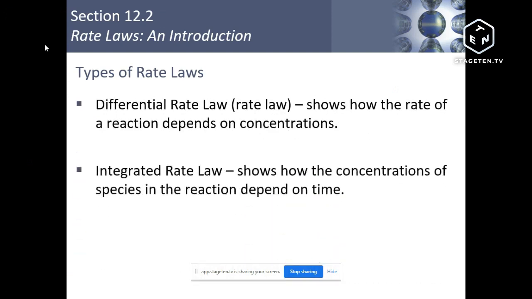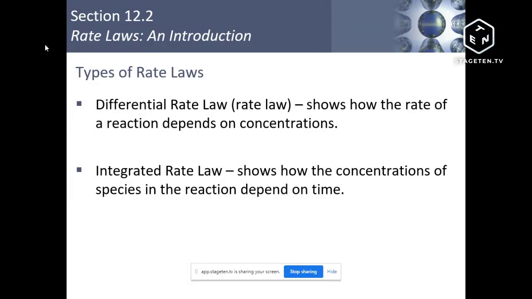So there's two types of rate laws. There's the differential rate law and the integrated rate laws. We're just going to focus on differential rate laws today. And a differential rate law shows how the rate of a reaction depends on concentrations. Okay? So it's how the rate changes with differing amounts of concentration.